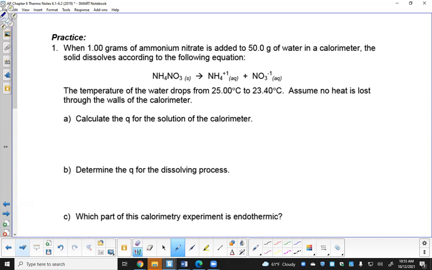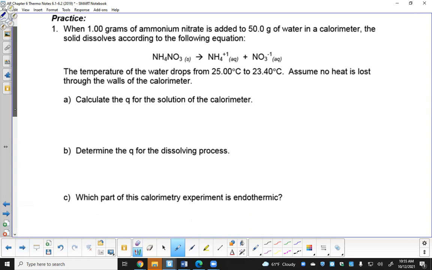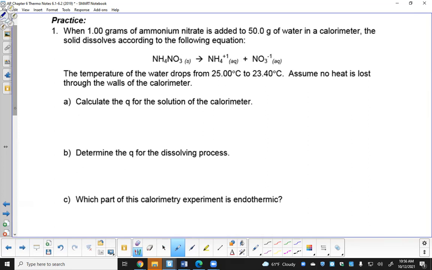This ammonium nitrate dissolving reaction is the exact same reaction that we did Friday with the instant cold pack that I passed around the room. Ammonium nitrate and water mixed together make the temperature of the water go down, which is why it's a cold pack. So a chemical reaction, or in this case, just the dissolving taking place. It's really just dissolving, a physical change.